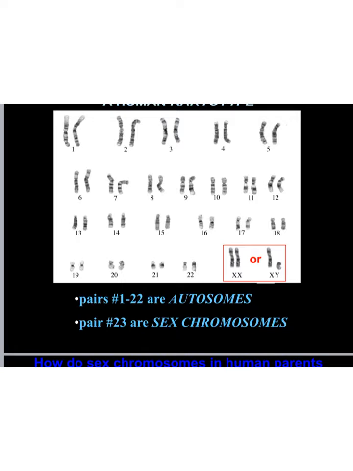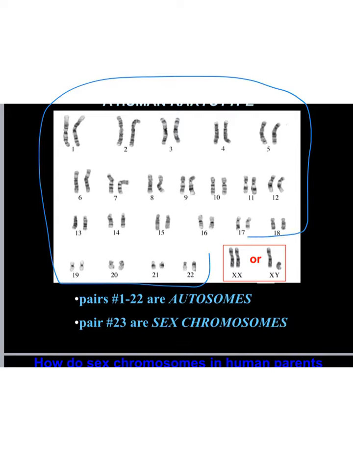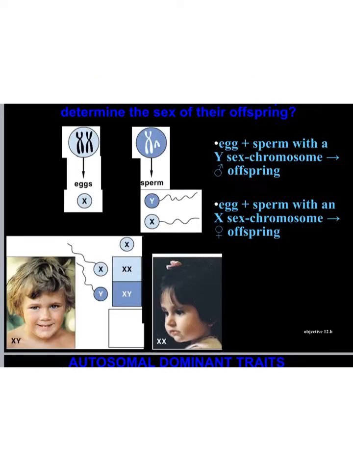Okay, so remember pairs 1 through 22. These are what we call the autosomes. These are the same in both sexes. And then that 23rd pair, those are the sex chromosomes. That determines whether you are male or female.